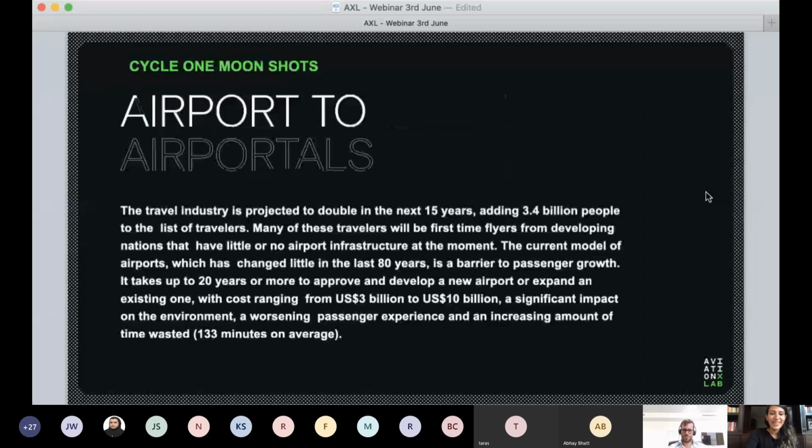Oops, sorry. And the next moonshot that we have is airport to airportals. Now, this is a very interesting and equally challenging one, right? When you think about airports, if you were in a live session, I would ask all of you to put your hands up if you've spent hours in the airport just because, right? Whether that's been security or because your bag got lost or any other different reasons. And a lot of times it's just about the process.